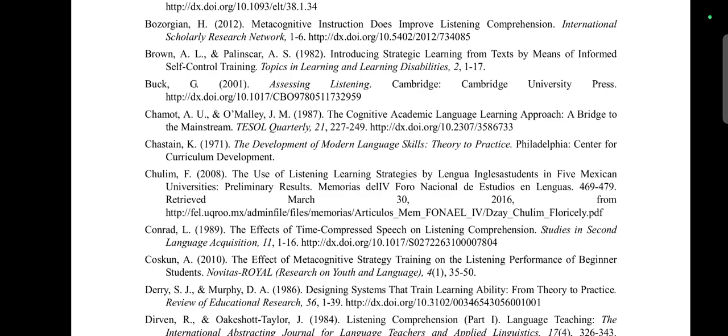So here also you can see that Chastain 1971, The Development of Modern Language Skills, Theory to Practice. Since it is a textbook, it is written in italics. Okay, so if it is an article in a particular book, the article will always be in the normal case, while for a journal, the name of the journal will be in italics. Okay, that is how it is mentioned here. So this is the way in which you have to write a literature review. So that is for your further information. That is not only for the FAT exam but also for your future. Thank you.